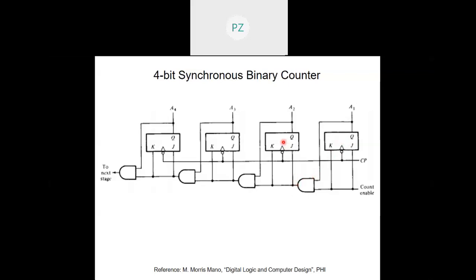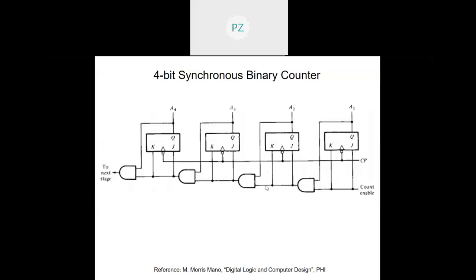Now come to the second flip-flop. You see it will go into J and K being 1, 1. Everywhere J and K are the same, so it is essentially a toggle flip-flop, right? So these J and K will toggle only when count is enabled as well as A1 is 1. So the next flip-flop will toggle at every alternate edge, because only whenever A1 is 1 and count enable is 1 will it go into toggle mode. Similarly, this one will go into toggle mode only when count enable is 1 and all the previous two are 1, 1.